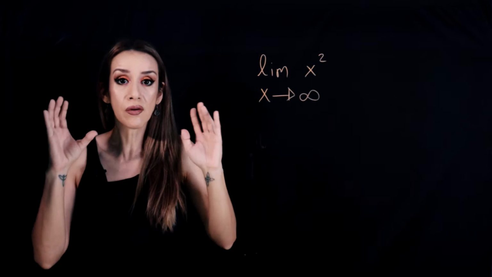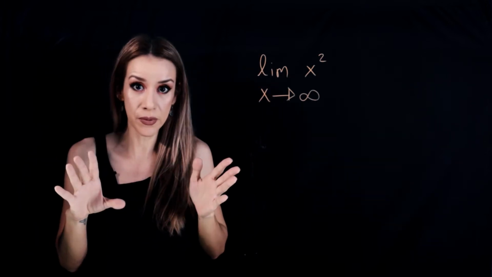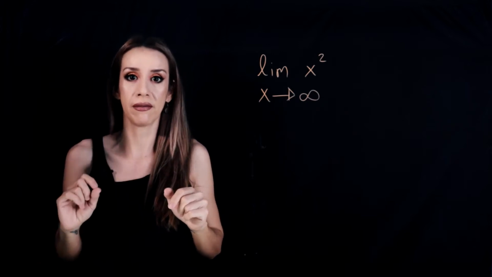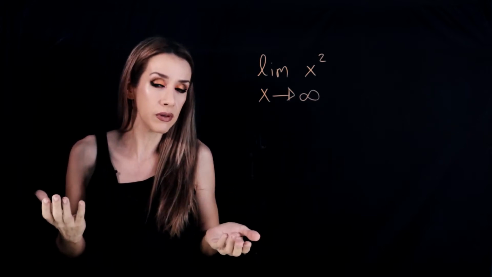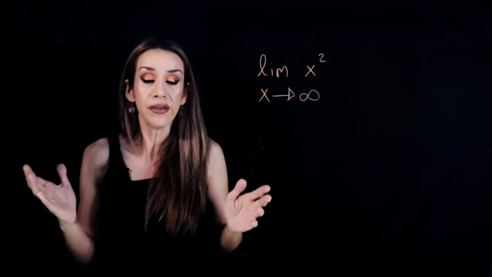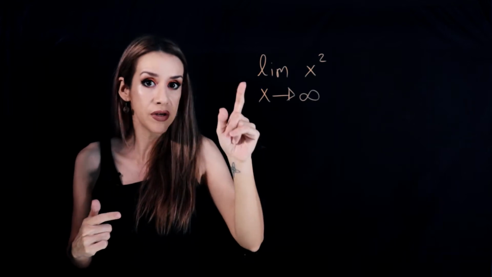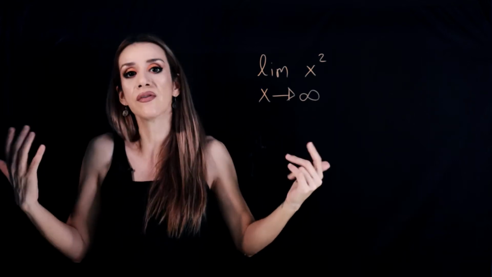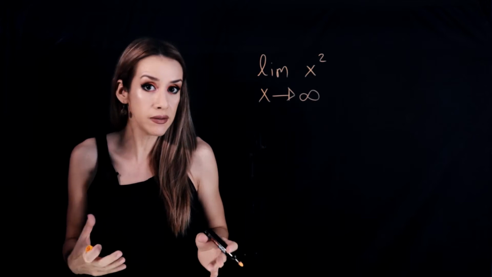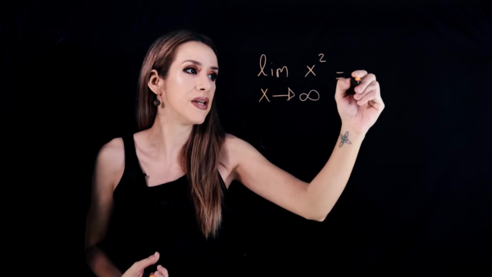Now, think of a really big number. You got it? Okay, now square it. How's the result? It is even larger than the first one, right? And this is something that is going to happen every single time. The larger the value of x, the larger the value of the function. Therefore, we can say that the result of this limit is infinity.